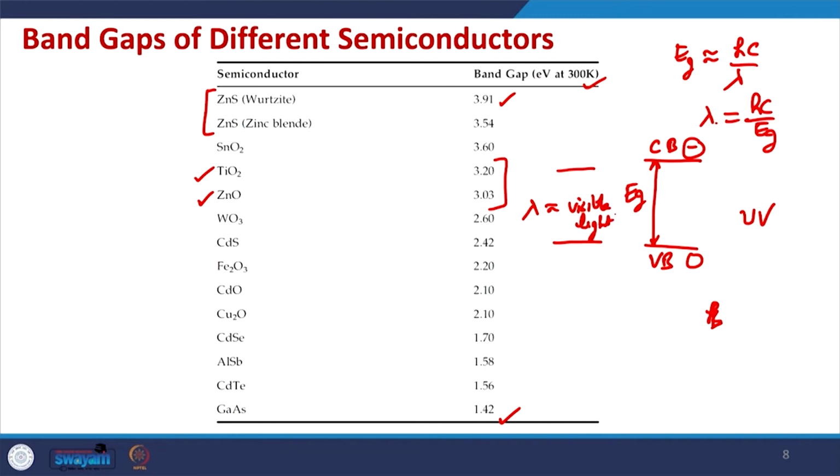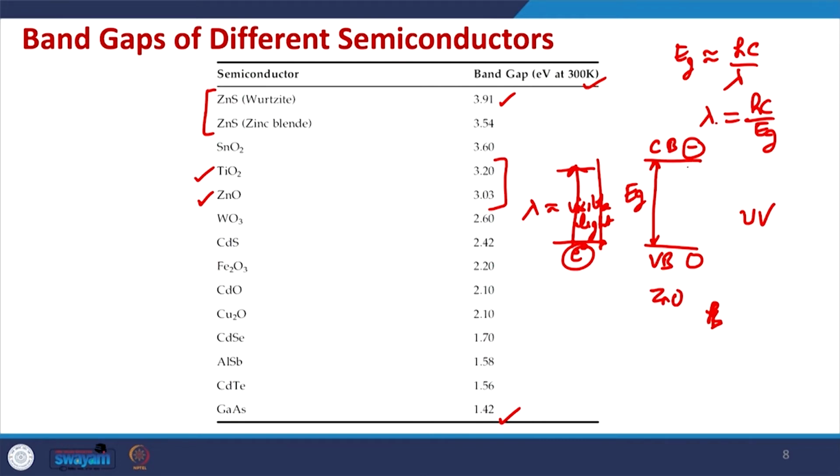Now, there is a problem if the band gap gets reduced. Whenever any electron moves from here to here, it falls back very quickly. So, there is a dilemma between how to stabilize the system and still use the visible light. We can reduce this band gap of, suppose this is zinc oxide, by doping.